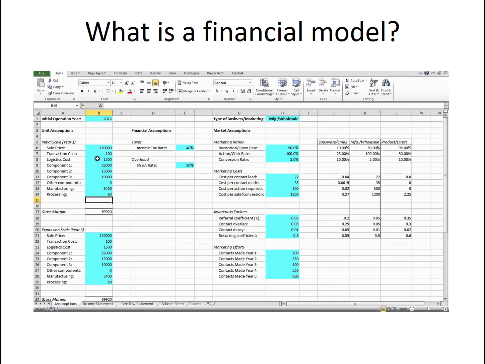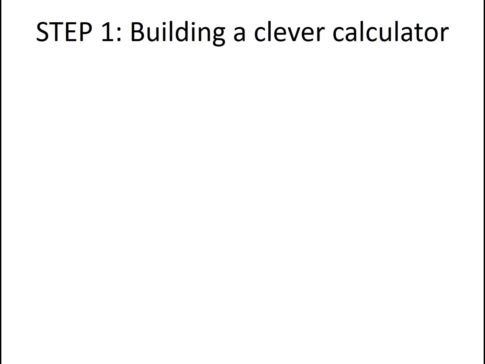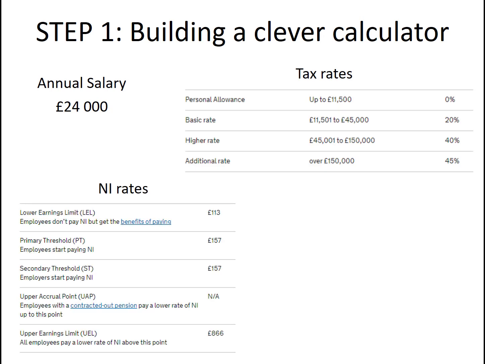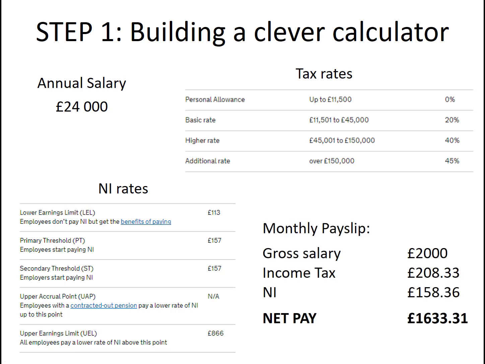How do we go about building a financial model? Well, the first step is to understand how to build a clever calculator. We're going to start by looking at a calculation you've been doing quite a lot of recently, working out the tax payable on a particular income. Annual salary, £24,000. You have to figure out the total tax bill and ultimately the monthly wage slip based on these figures for tax rates and national insurance. Somehow, using all this data, you have to get to this.